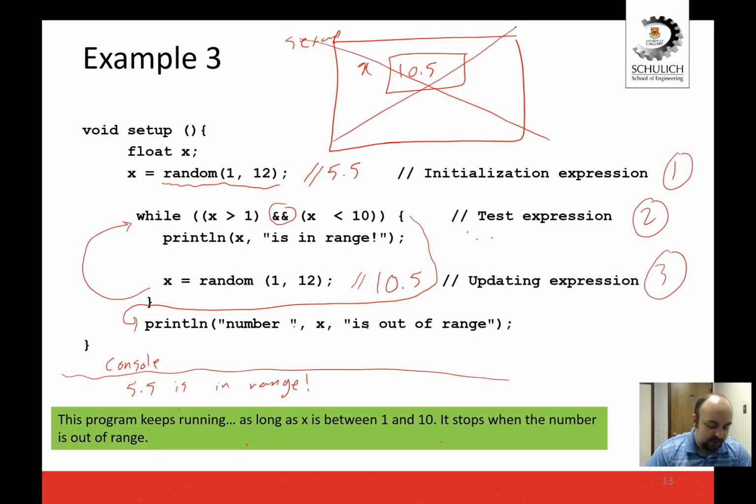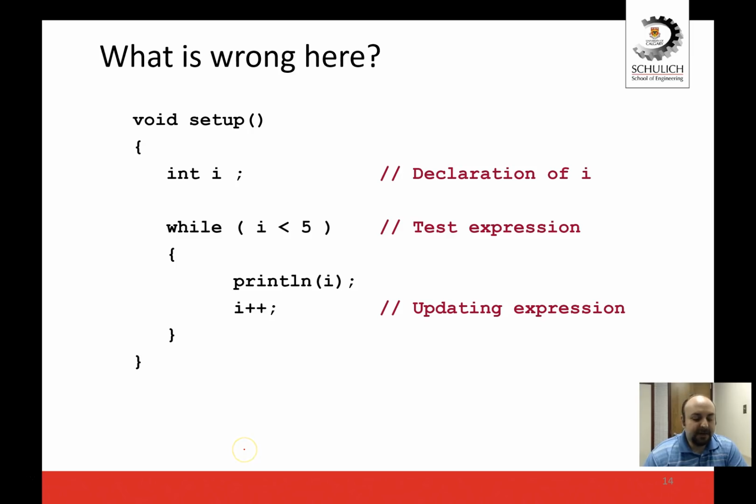Let's do a quick question. Okay, let's look at more while loops. So what is wrong here? We have our declaration, we have our test condition, we have our statements, and we are updating our expression. So why is it that this program wouldn't run?